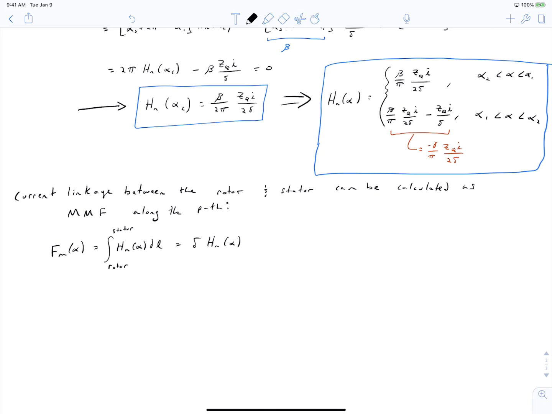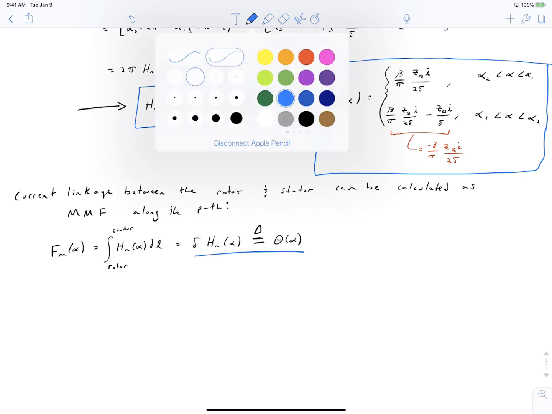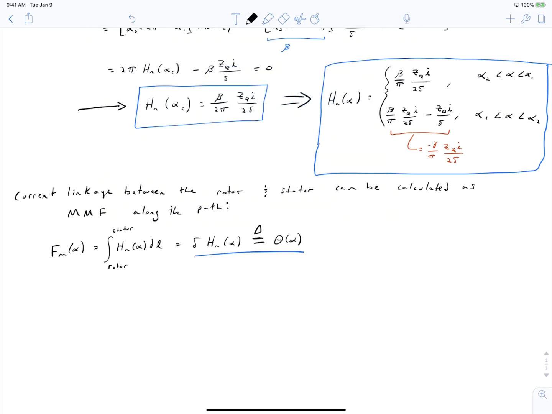And since in our case we're assuming that the H field is uniform along the length crossing from the rotor to the stator, we can just write the integral of hn of alpha between the rotor and the stator as simply being the air gap length times hn of alpha. And this is the current linkage at that location alpha. So the current linkage is the source term that is pushing flux from our rotor to our stator at any point, and we're calling that capital theta of alpha.